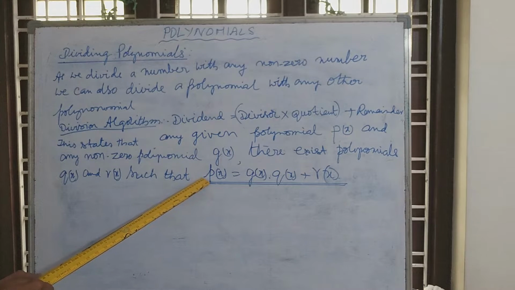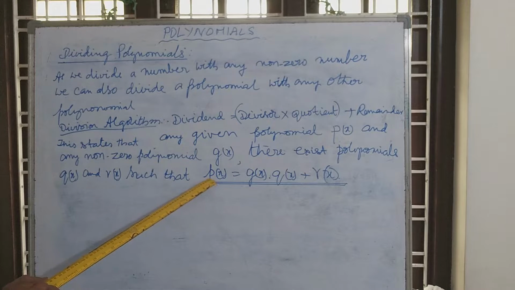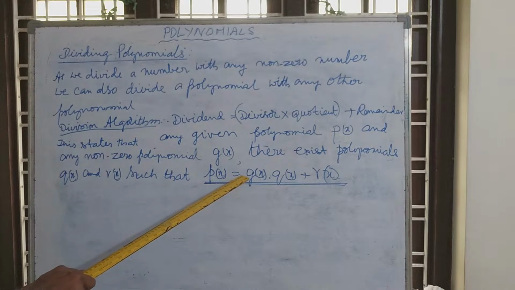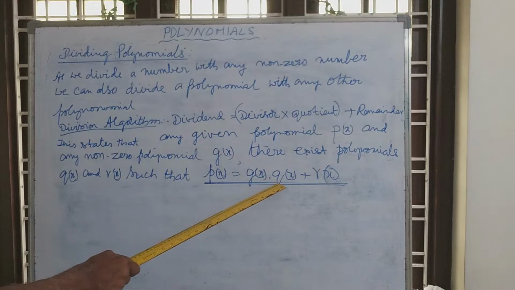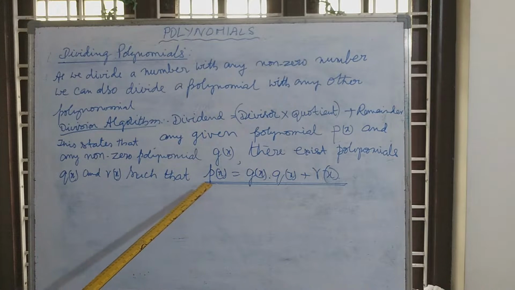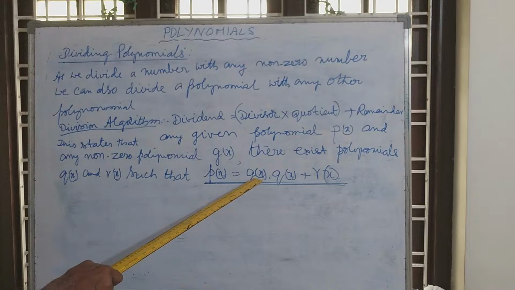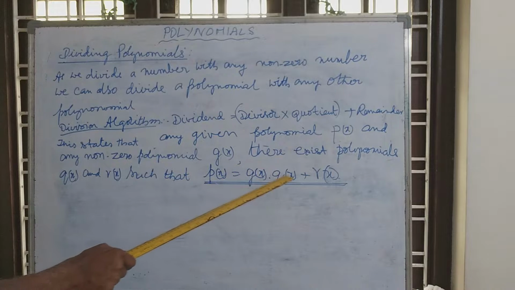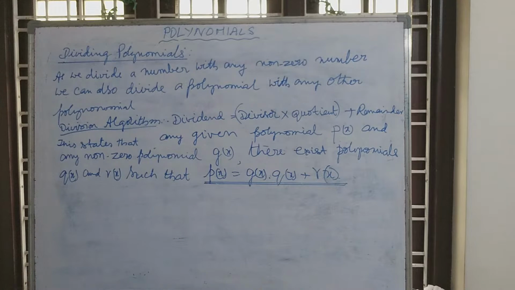Even in the set of polynomials, let p(x) and g(x) be any polynomials, p(x) is equal to g(x) into q(x) plus r(x). This is a polynomial. This is g(x), another polynomial. This is the quotient and this is the remainder. That is, this is the divisor, this is the quotient and this is the remainder. This is the given polynomial.